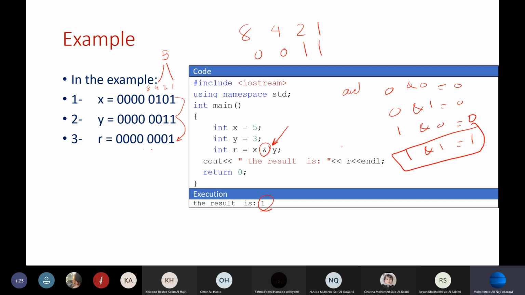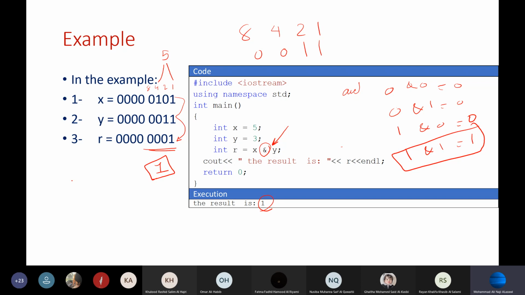So the result is this one, which equals 1. Do you have any problem with this binary representation? You will study it, or if you didn't study it till now, you've already studied it in discrete mathematics and in digital logic design if you registered for it. But for sure in discrete mathematics you'll study it.